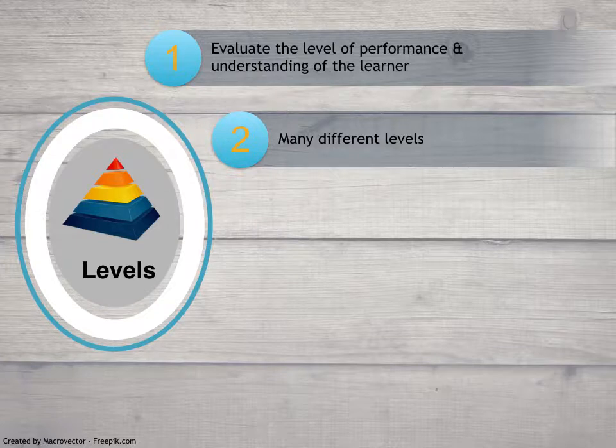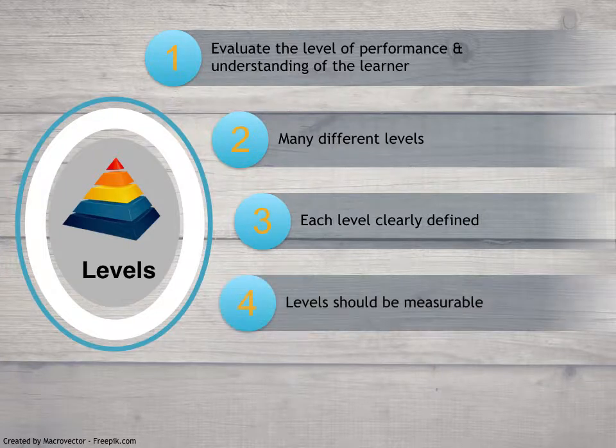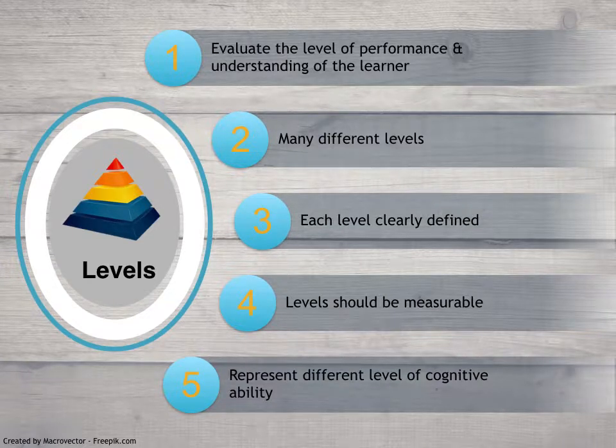Rubrics can have as many different levels as required, and we'll look a bit later at how we determine the number of levels. Each level should be clearly defined. The levels need to be measurable, otherwise you can't put an accurate assessment to it. And then most importantly, each level should indicate a different level of cognitive ability. It doesn't make sense to have one or two that are similar, because then how do you decide which one to indicate for the learner? So make sure that each one has a different level of cognitive ability. In other words, that they stand alone.